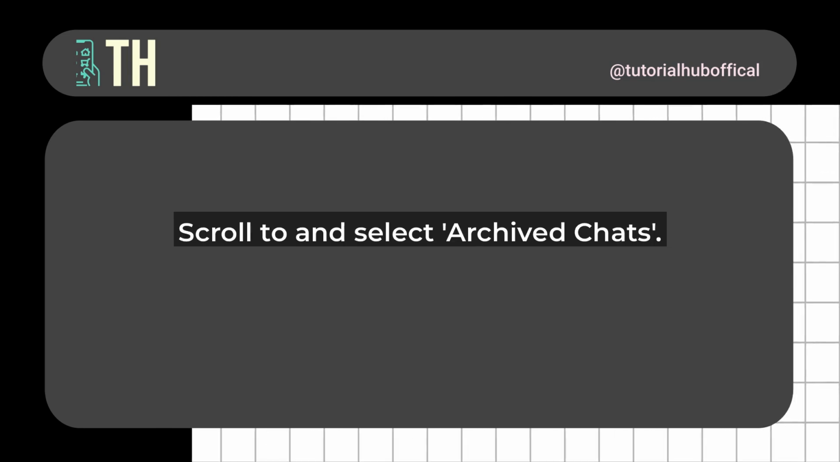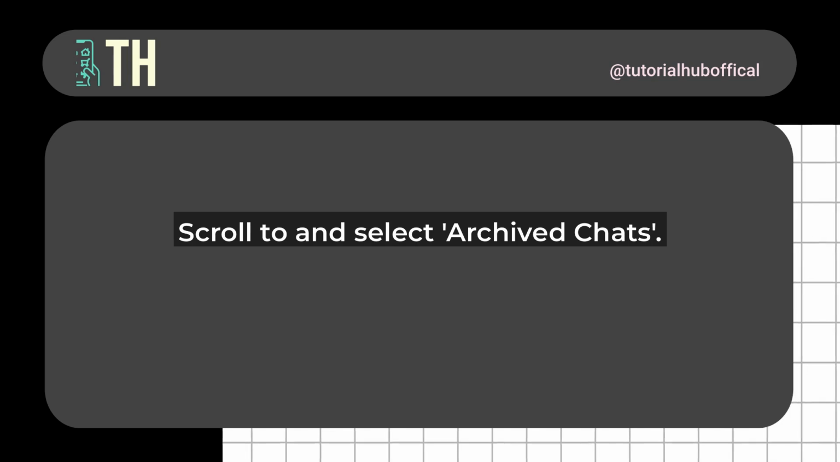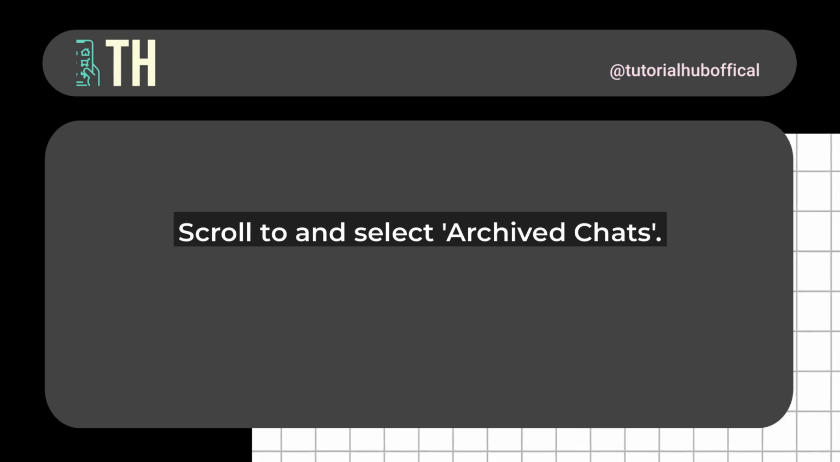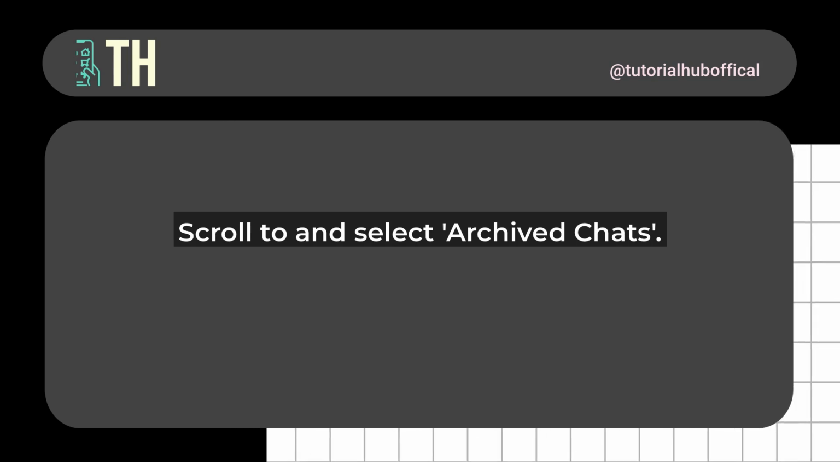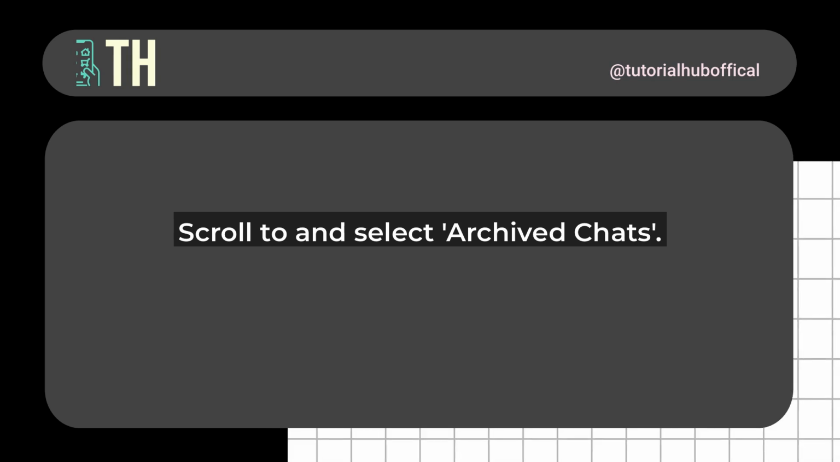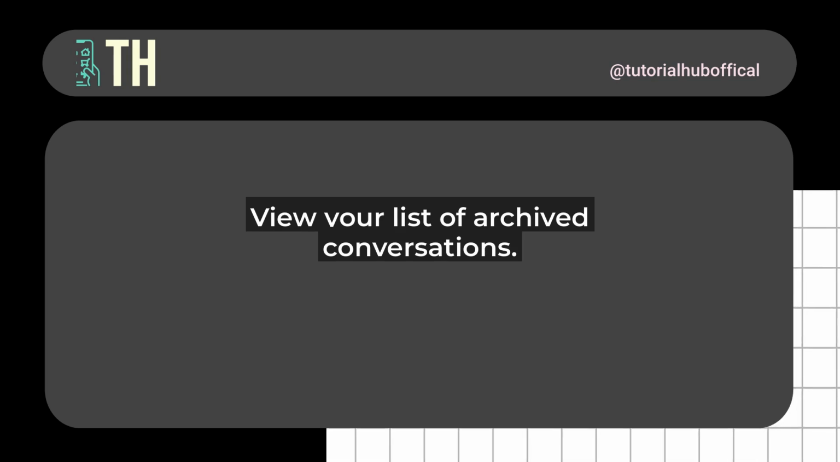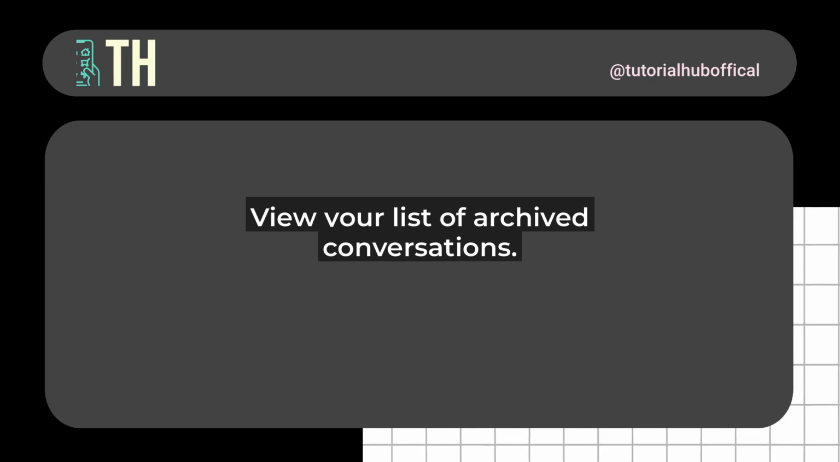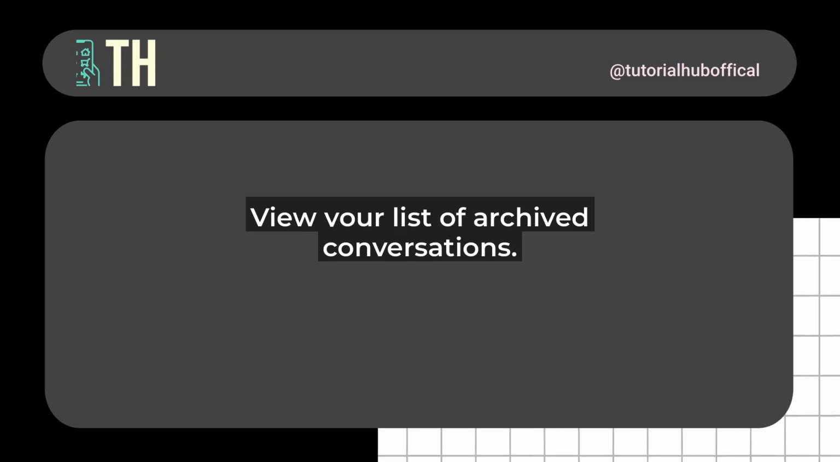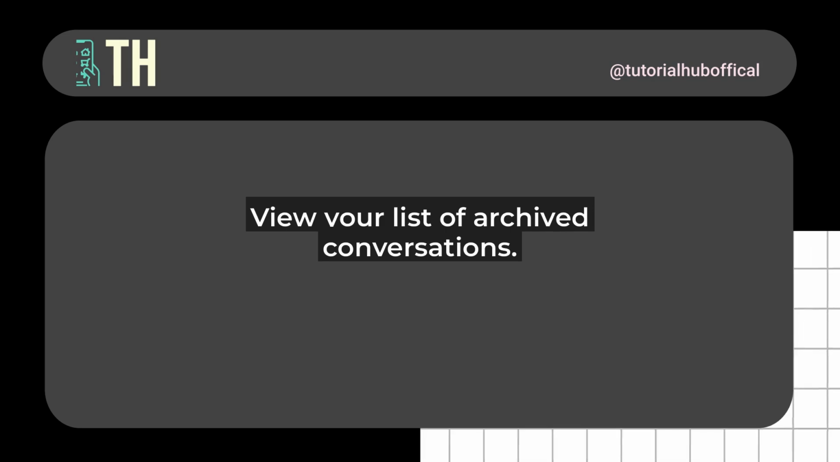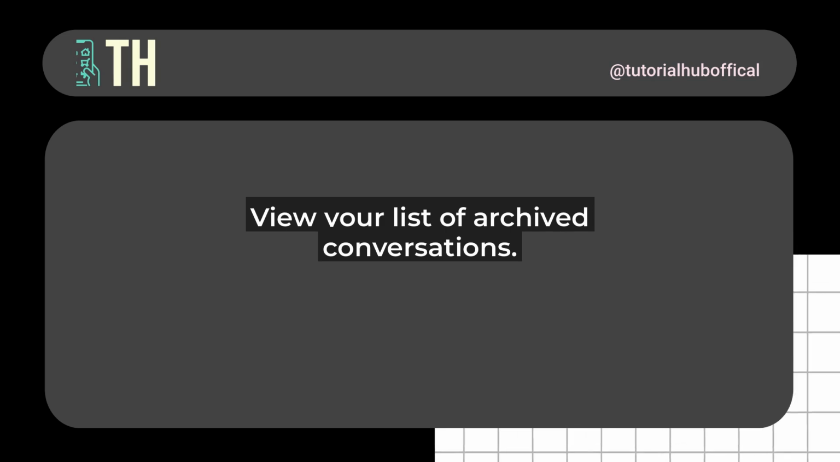Now, look for the menu icon. It's usually 3 horizontal lines or a hamburger symbol in the top left or right corner. Give it a tap. In the menu that pops up, scroll down a bit until you spot Archived Chats. It might be listed under a Chats section or directly as an option. Tap on it and voila, your archived conversations will appear in a dedicated list.